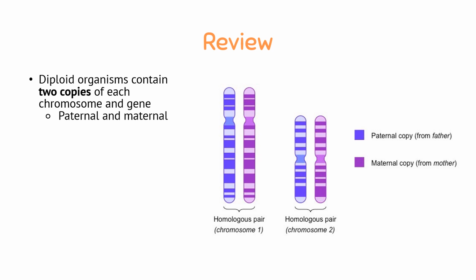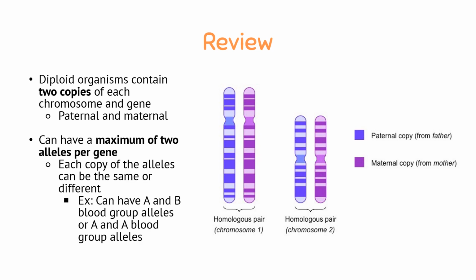So we know that we are diploid organisms and we contain 2 copies of each chromosome and gene. So we have a paternal chromosome or gene and a maternal chromosome or gene. So one from your biological father and one from your biological mother. So you can have a maximum of 2 alleles per gene. And each copy of the alleles can be the same or they can be different. For example, if we're looking at blood groups, you can have the A and B blood group alleles, or you could have both A alleles on each chromosome.